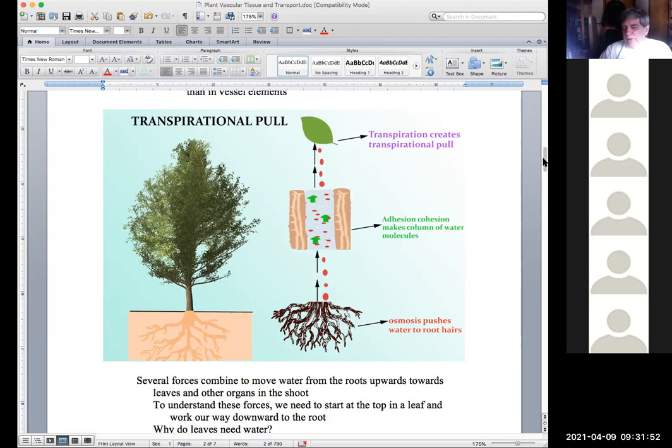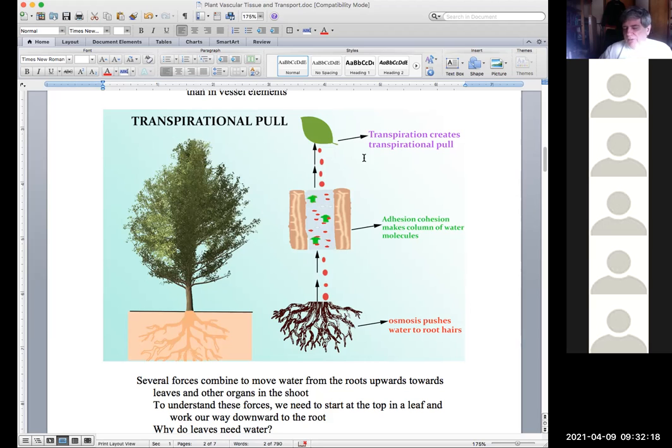Some of this water enters a mesophyll cell. Remember, mesophyll cells are the main cells that carry out photosynthesis. So if this water enters a mesophyll cell, now it can become a reactant in photosynthesis. But that only happens to somewhere between 1 and 10% of the water. The other 90 to 99% is transpired.